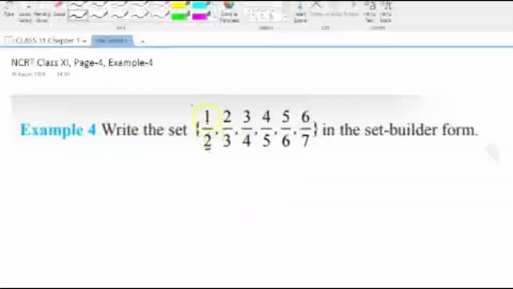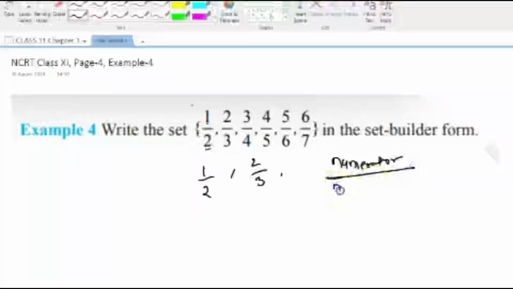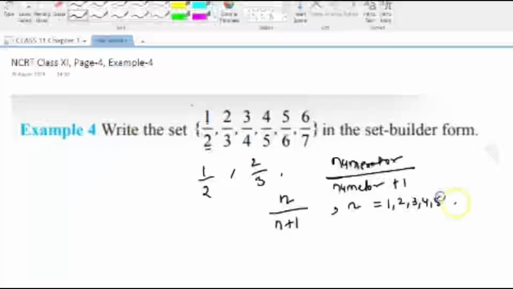So 1 and 2, it is 1 less than the denominator. Then 2 and 3, again 1 less than the denominator. So whatever you have in the numerator, the denominator is that plus 1, right? So these numbers are written in the form n divided by n plus 1, where n is 1, 2, 3, 4, 5 and 6, not more than that. So you cannot write n belongs to natural numbers, right?